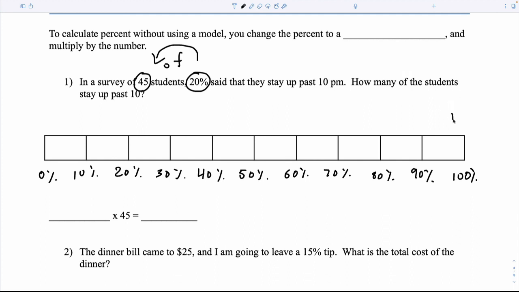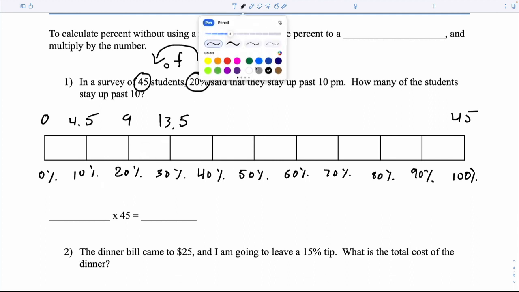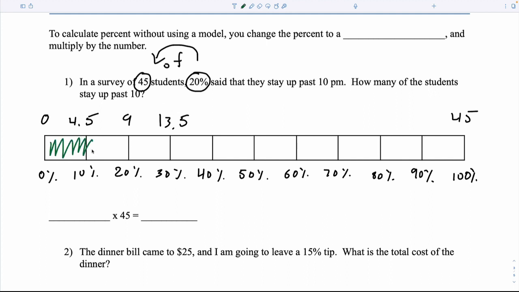Let's take 45 and let's skip count with it. If you divide it by 10, you'll get 4.5. Let's go up from 4.5 to 9. Calculator's down right now. To 13.5. That's all I need. We're going to stop there. 20% of 45 is 9. So that's what you already know how to do. We learned that in lesson 7 too.